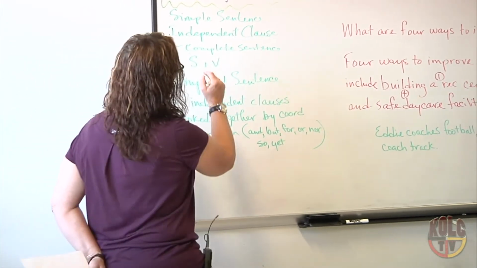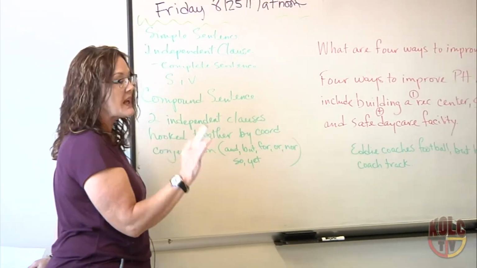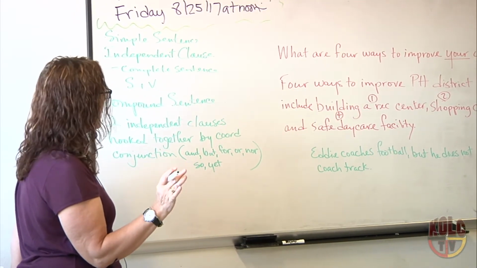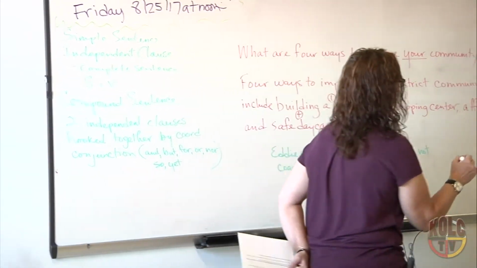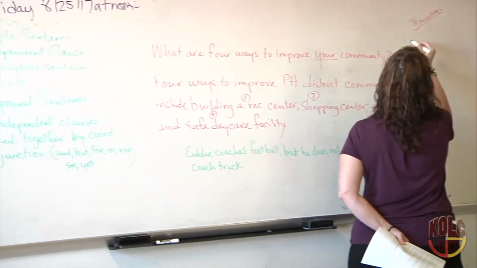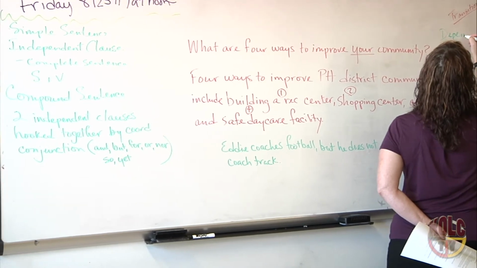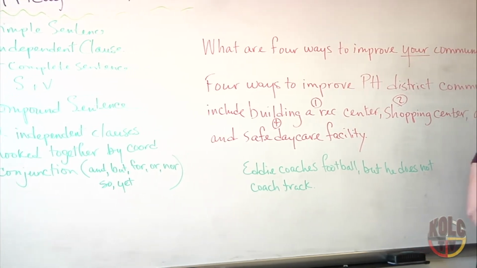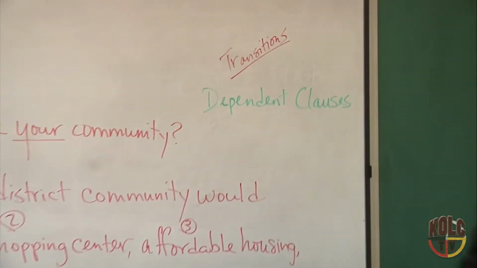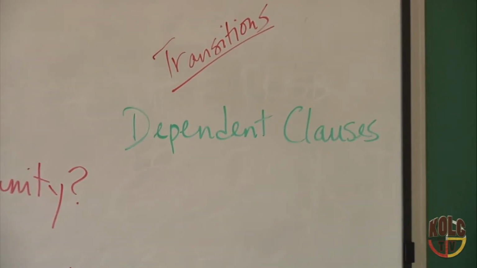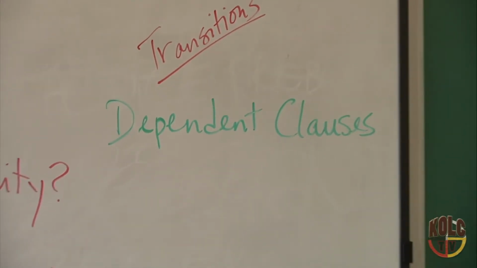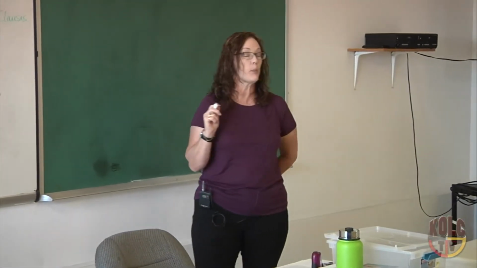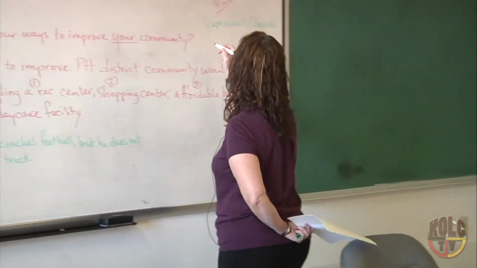Now, if we're going to talk about independent clauses, which are sentences that stand alone by themselves, they have subjects and verbs and they're by themselves, we have to talk about dependent clauses. Dependent clauses are just that. They're dependent. They have to be hooked to an independent clause. They cannot stand alone by themselves. They're not a complete sentence. And one way you can identify a dependent clause is it usually has a subordinating conjunction in front of it.